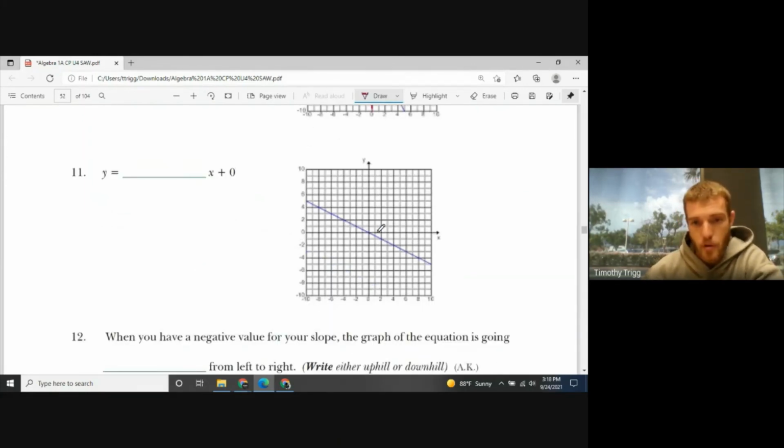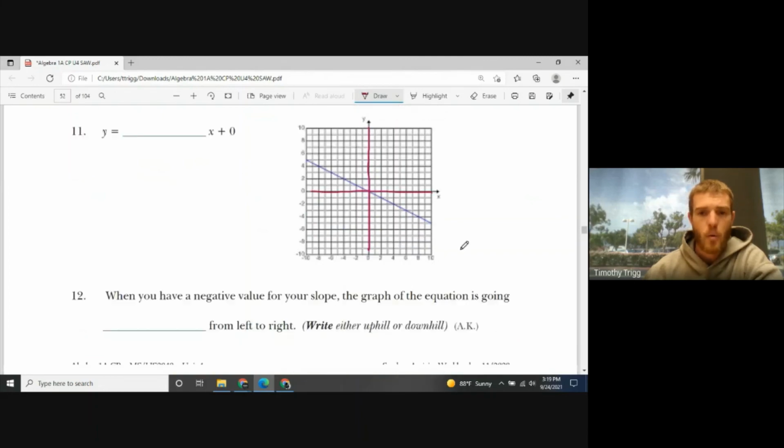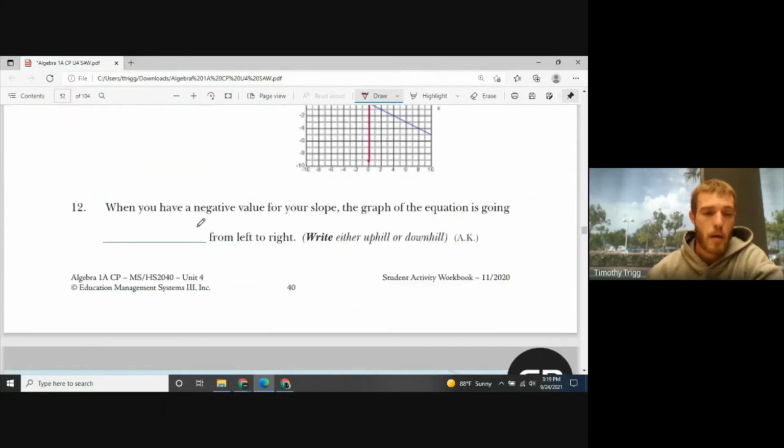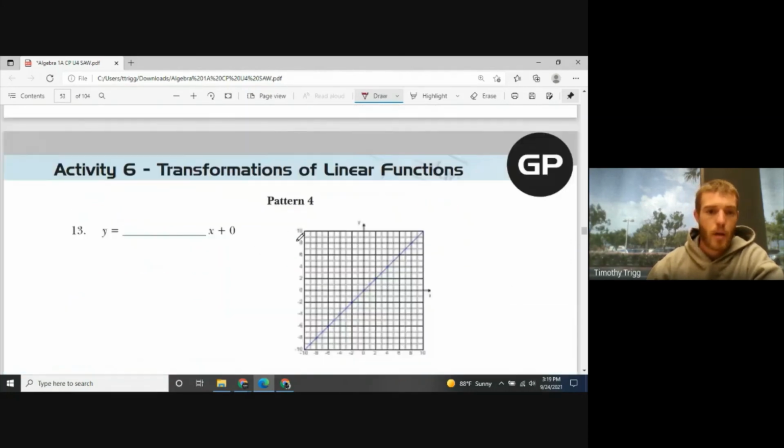What about here? Let's go ahead and find this one's slope. So I'm going to show the y-axis and x-axis here. Okay. Why don't you go ahead and try to find the slope on your own? See if you can find the slope of this one and write it right here. Okay. But number 12, when you have a negative value for your slope, the graph of the equation is going down from left to right. Oh, I guess you could put downhill. Okay, down or downhill, whatever.